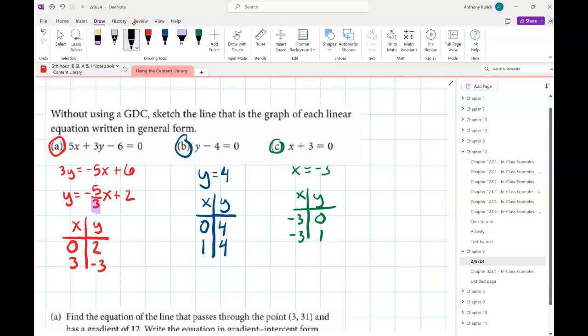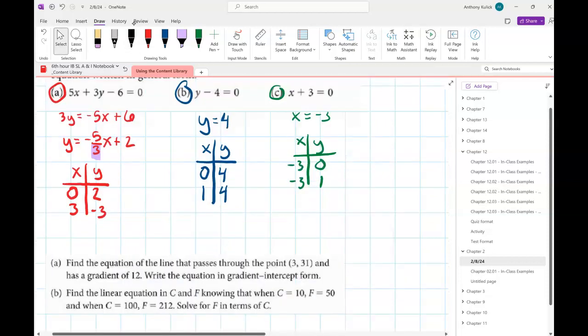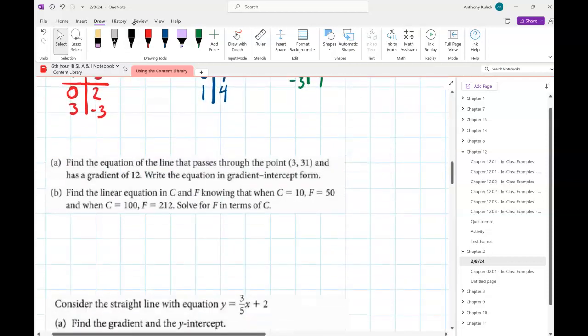goodness gracious, Mr. Kulik, I'm a senior in high school. I can plot points and draw a line. That's fair. I know that's a slippery slope I'm climbing, but I think we're going to be okay. I brought my grippy shoes, so.